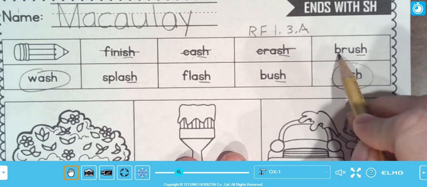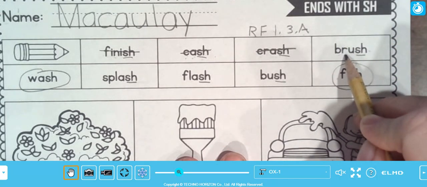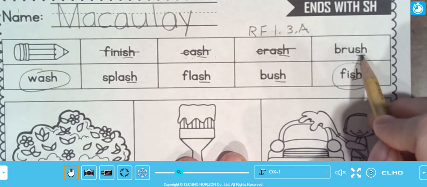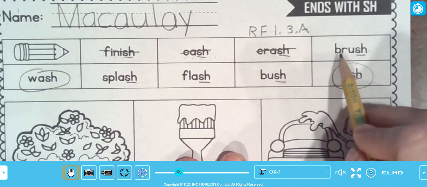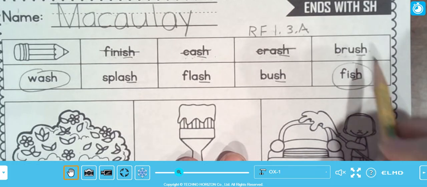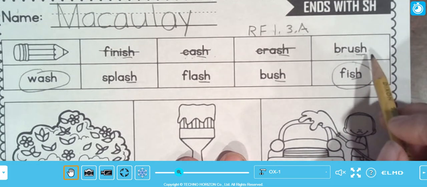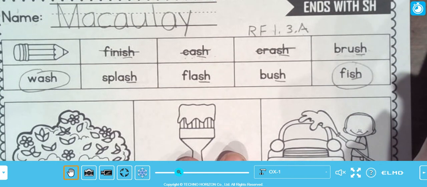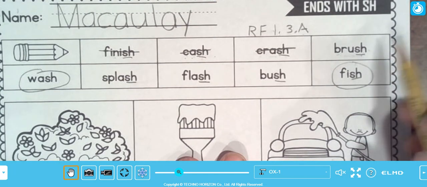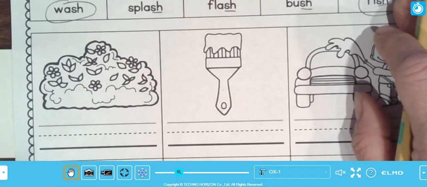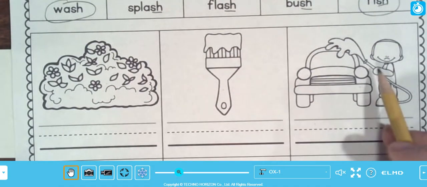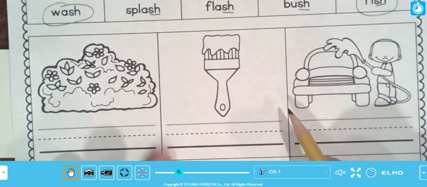The B has a B sound. R is a R. U is a. SH has a sh sound. Let's read this word. Ready? Begin. B, rush. What's this word? It's the word brush. Brush. And if you look right here, there's the paintbrush. The brush right here. So we're going to write brush right here.